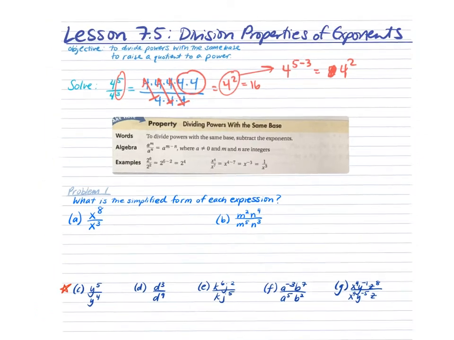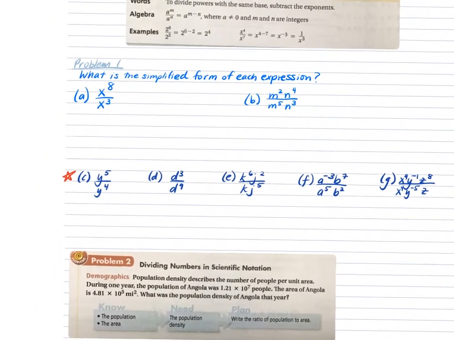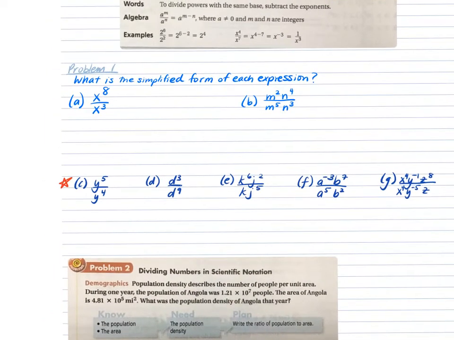Okay, so let's look at this first example. What's the simplified form of each expression? Again, remember this only works if it's the same base. So these are all going to have the same base, at least in the beginning. So this all has x, and what's on top is an 8, and so we're going to subtract what's on the bottom. So this is x to the 5th.